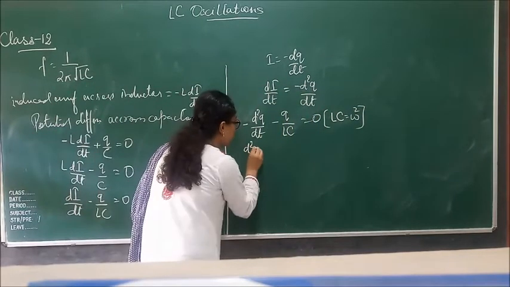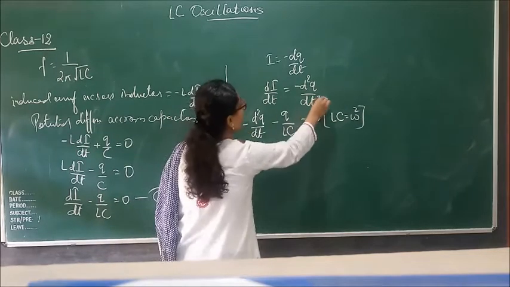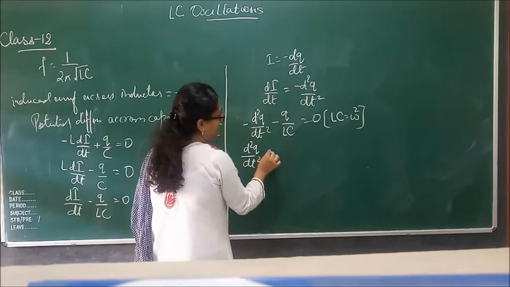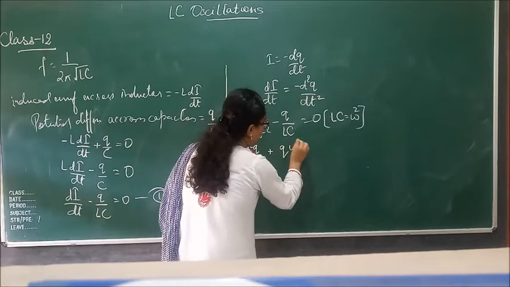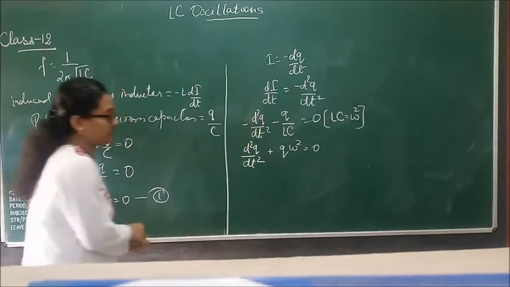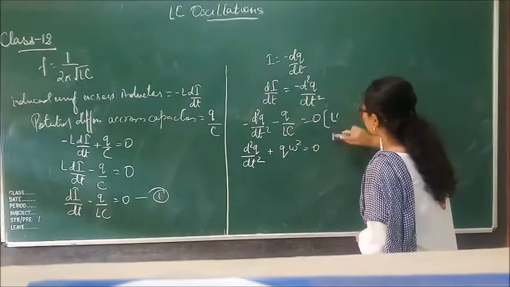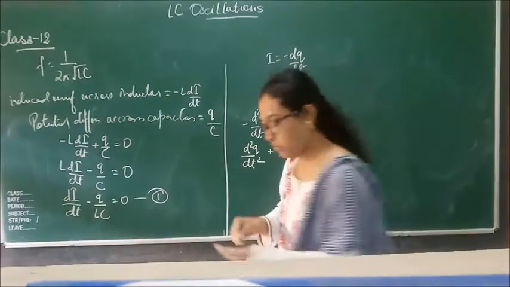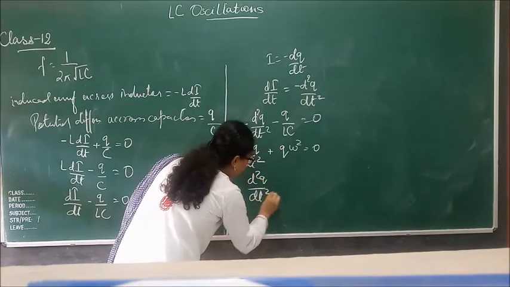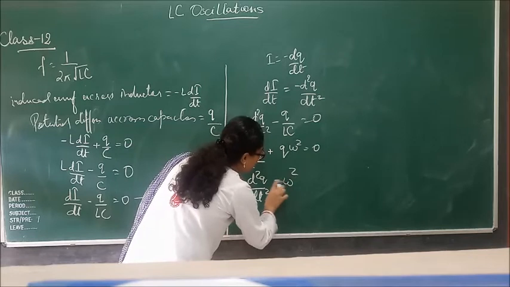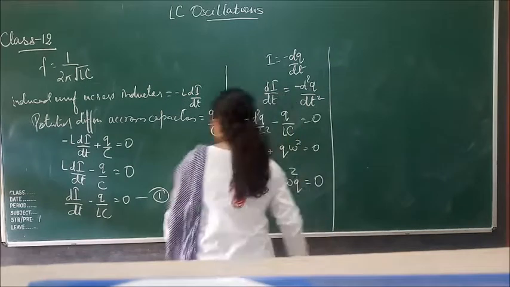So how much will it be? d square Q by dt square plus omega square Q is equal to 0. Okay, I am erasing this because this will be understood. Copy this. This will be understood. So your last expression is d square q by dt square plus omega square q is equal to 0. Students, see and copy this.